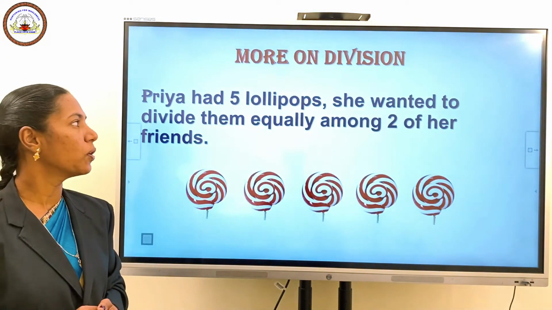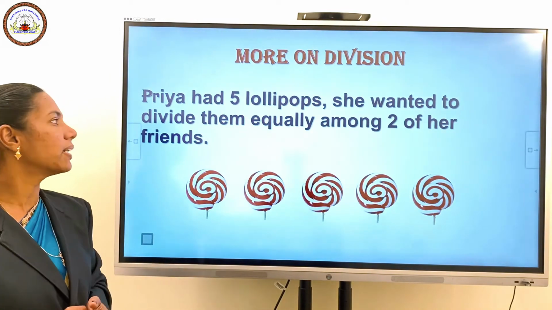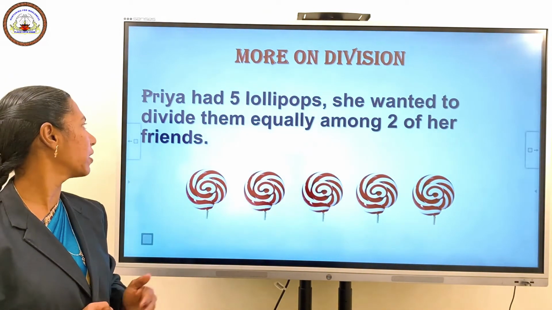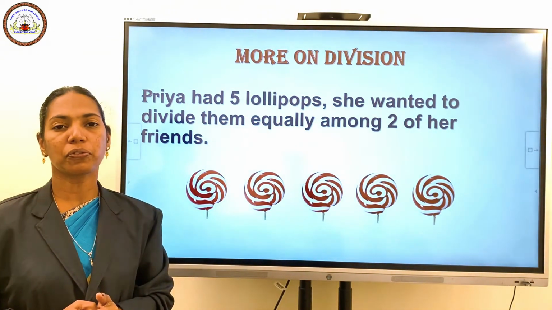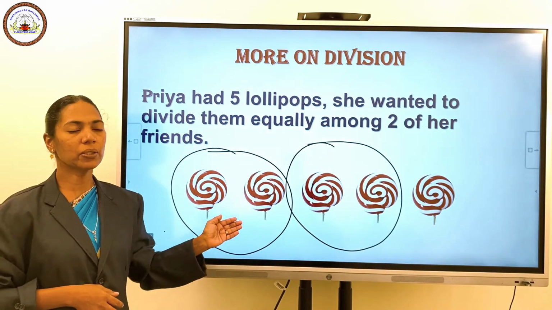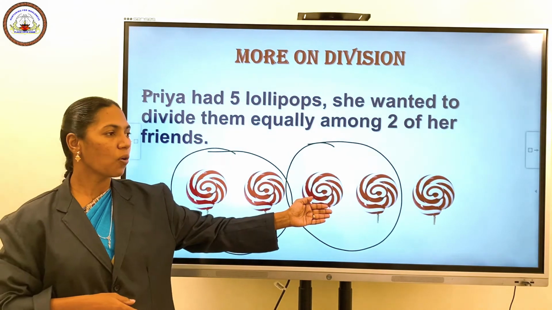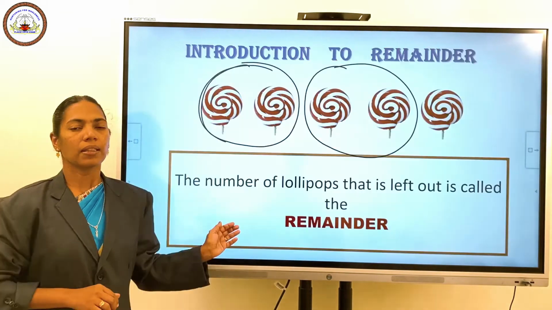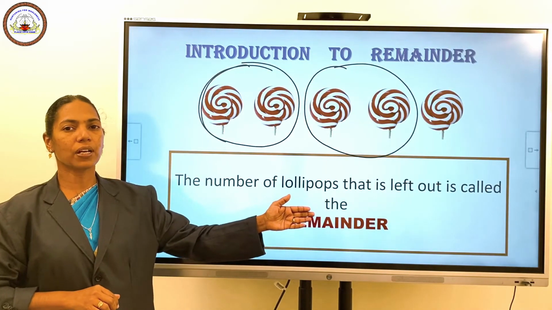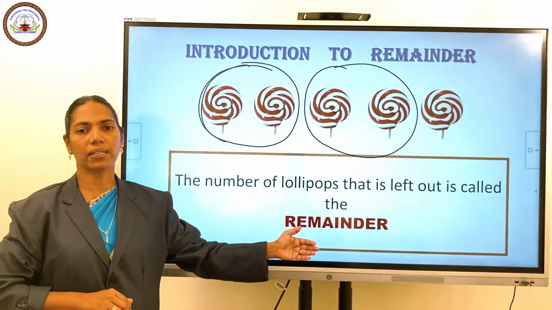Priya had 5 lollipops. She wanted to divide them equally among 2 of her friends. Can you form a group of 2? Here she distributed 2 lollipops to her friends, and she finds that 1 lollipop is left here. The number of lollipops that is left out is called the remainder.